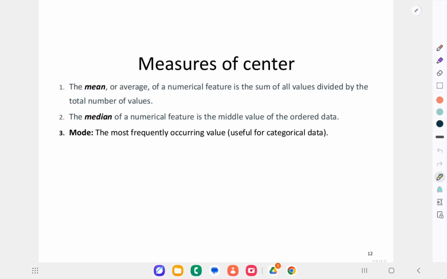So let's talk about the measures of center. So these help us understand where the middle of our data is. The most common one is the mean or the average. So you add up all the values and divide them by how many there are, and it's easy to calculate and useful. But the problem is it is really sensitive to outliers.